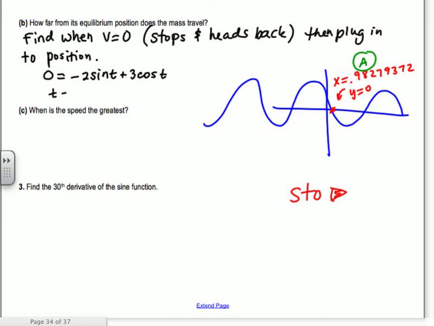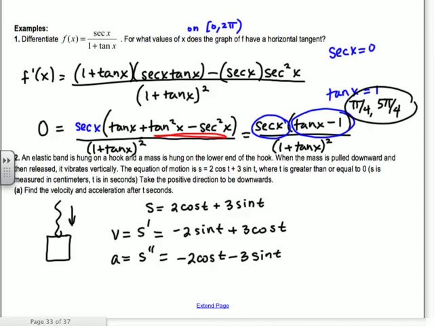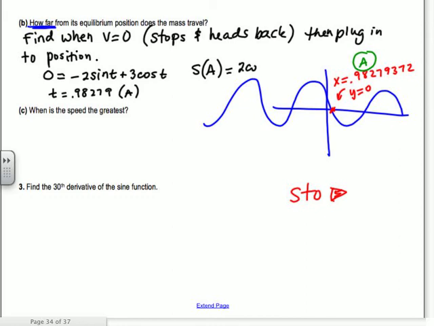So t equals 0.98279, and we've stored it as A. So now if I want to find how far it was, I'm plugging into my position function. So I'm going to do S of my A value, and you can just write S of A as long as you know that you've stored that as A. And my position function was 2 cosine t plus 3 sine t. So 2 cosine of whatever A is plus 3 sine of whatever A is.